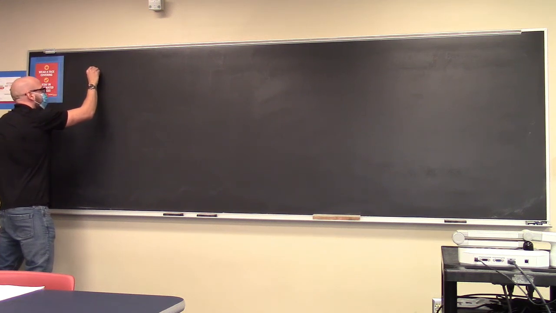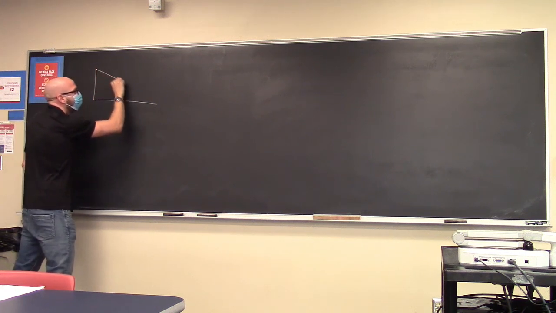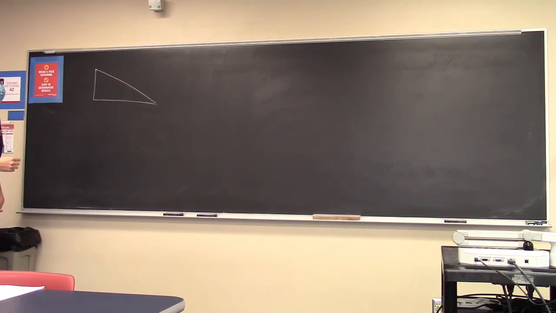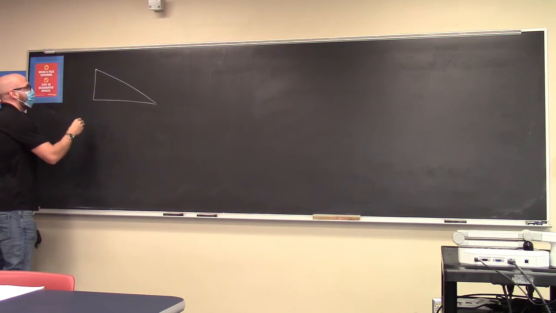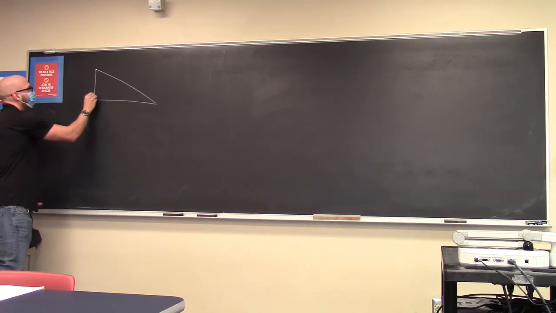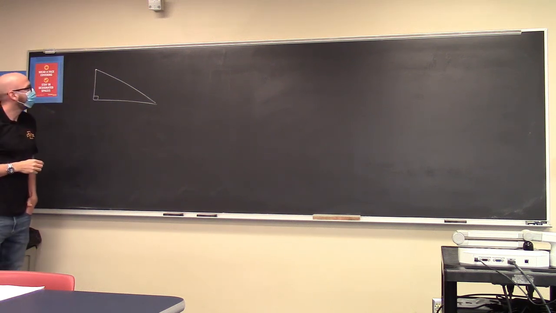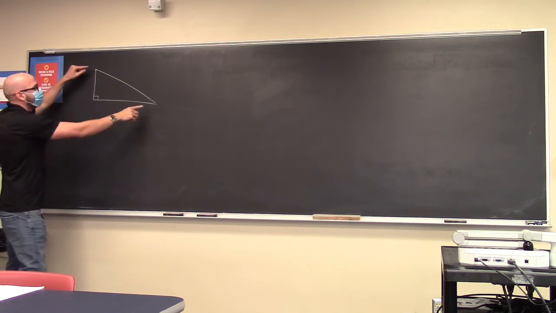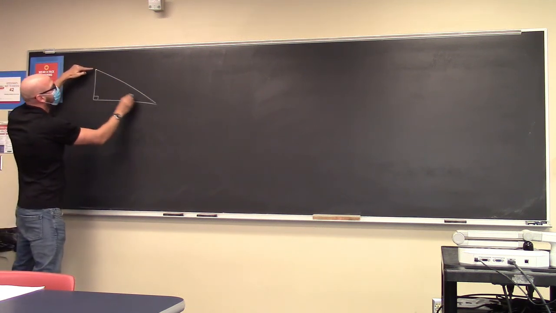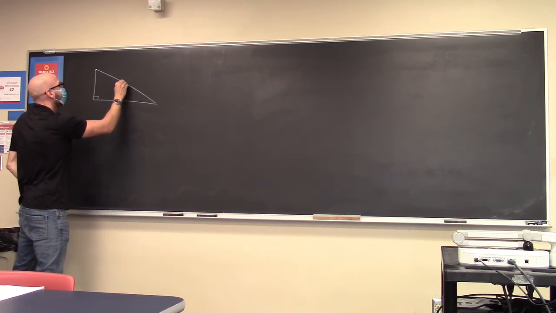Take a non-isosceles right triangle, something like that. What's the Euler line for this thing? So this is a right angle. Well, where's the circumcenter? Where's O? It's on the hypotenuse, and since this is the diameter of the circumcircle, it would be right there in the middle. So maybe right around there. There's O.